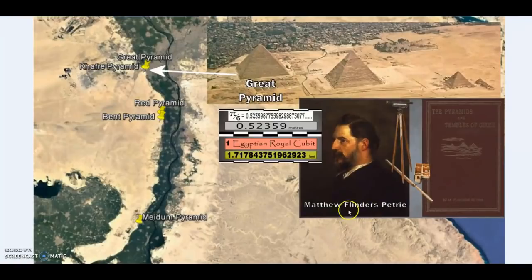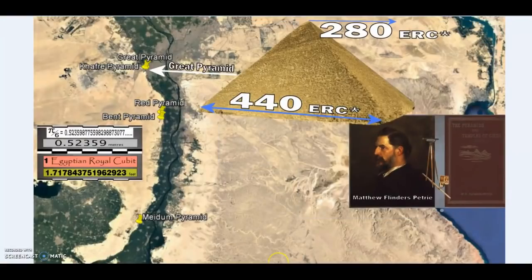But also important feature, because Matthew Flinders Petrie in this particular era was about establishing the Egyptian royal cubit, and this will be the measure we'll be using. So for instance, the Great Pyramid, the idealized measures are the base 440 Egyptian royal cubits with a height of 280 Egyptian royal cubits.